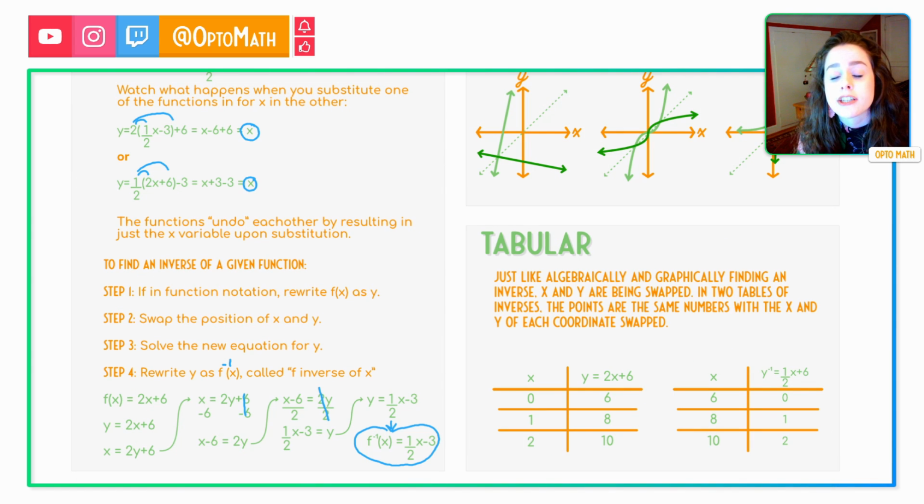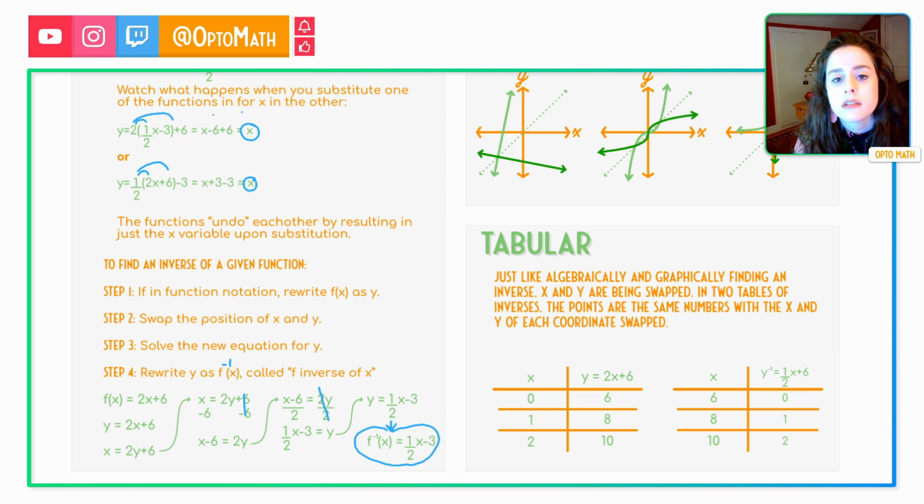Now let's take a look at a tabular method to view inverses. Just like algebraically and graphically, finding an inverse, x and y are being swapped. So x and y are being swapped in any of the methods. That's a really key idea for function inverses. In two tables of inverses, the points are the same numbers with x and y of each coordinate swapped. So in a table, it's really easy to tell what are your inverses because you've literally just swapped the position of x and y.